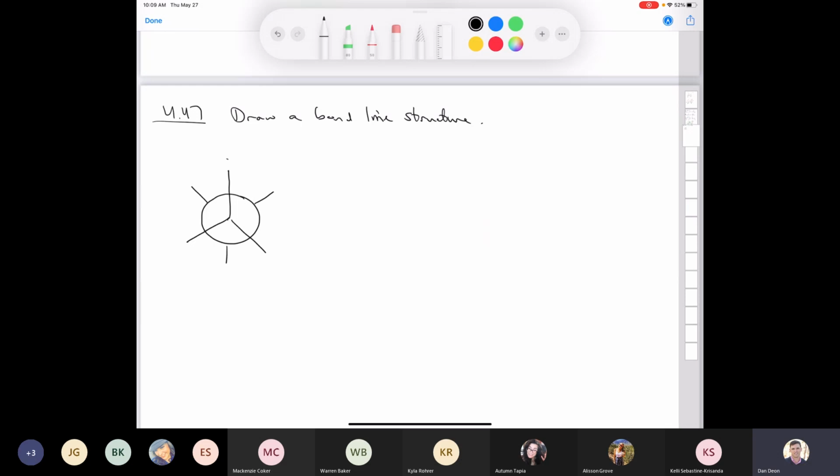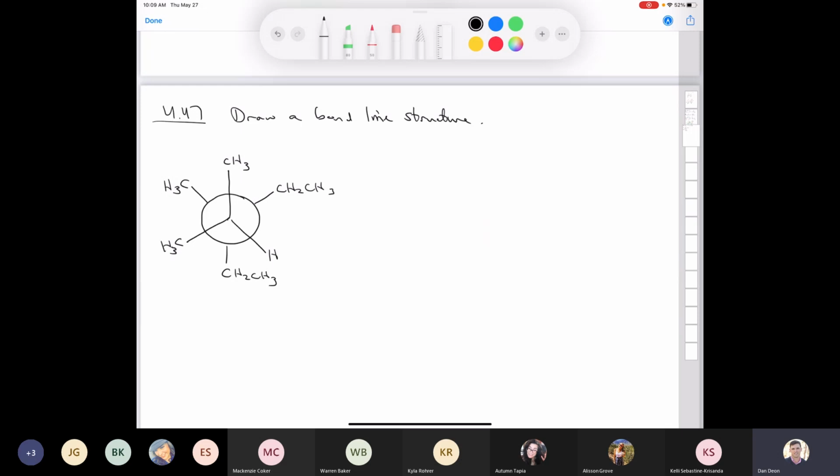So we've got a methyl group here. We've got a proton here. We've got a methyl group here. We've got a methyl group here. We've got an ethyl group here, CH2, CH3, and then we have an ethyl group over here.